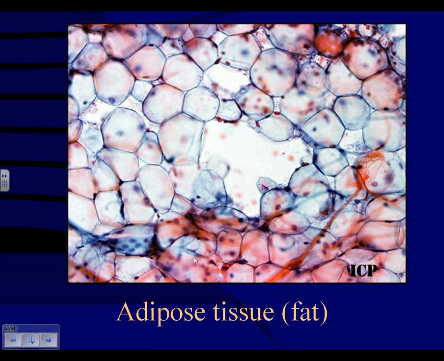So it's going to be these large empty cells, and generally the way we fix cells takes out all the fat, so they're going to appear empty because of the processing method that we use. Because usually the alcohol washes out the fat. So they're usually going to appear as empty, big, voluminous bubbles. They do have a nucleus, but it's pushed all the way to the side, and it's usually very small.